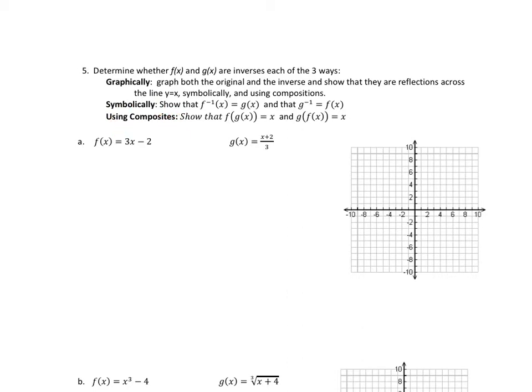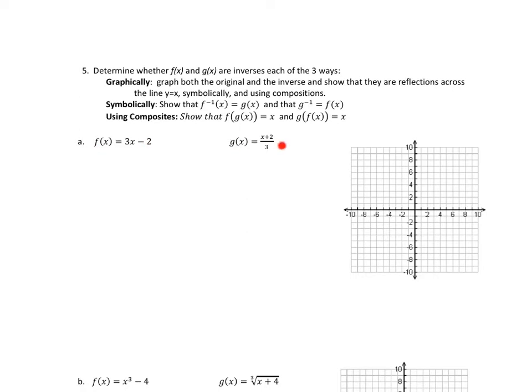So we are going to look at a problem, so for instance a here with this specific f of x and this g of x, and we are going to use all three different methods to prove whether these functions are inverses or if they're not inverses. And yes, I do want you to do it three different ways for all of these problems. So as we go through, let's start here graphically.